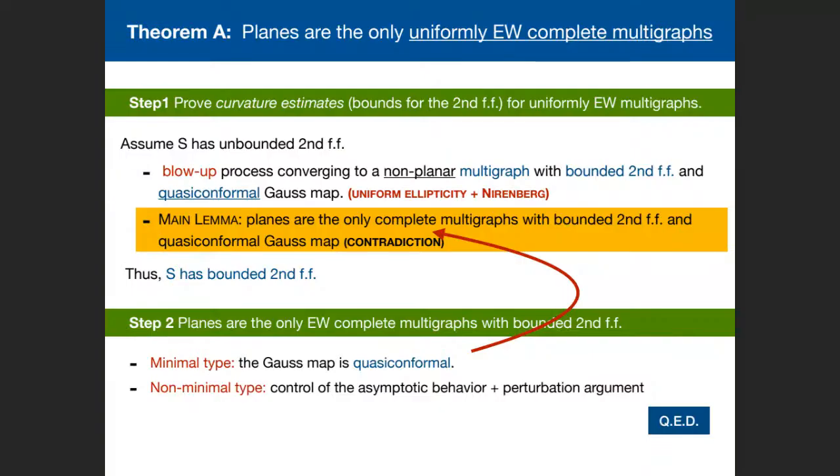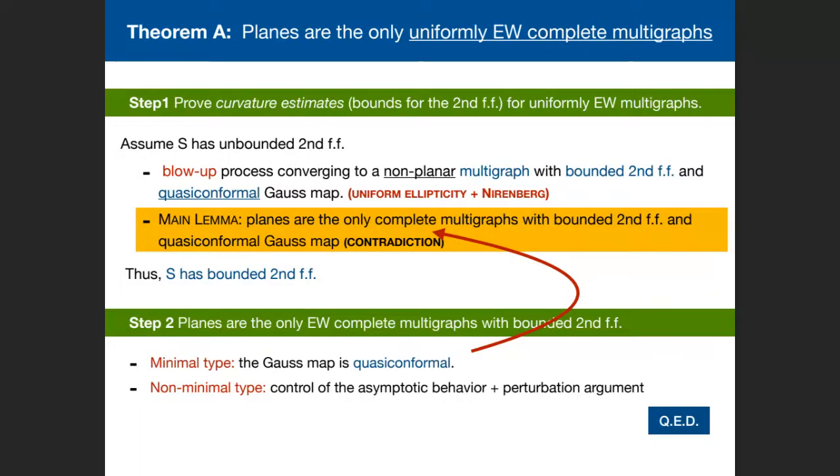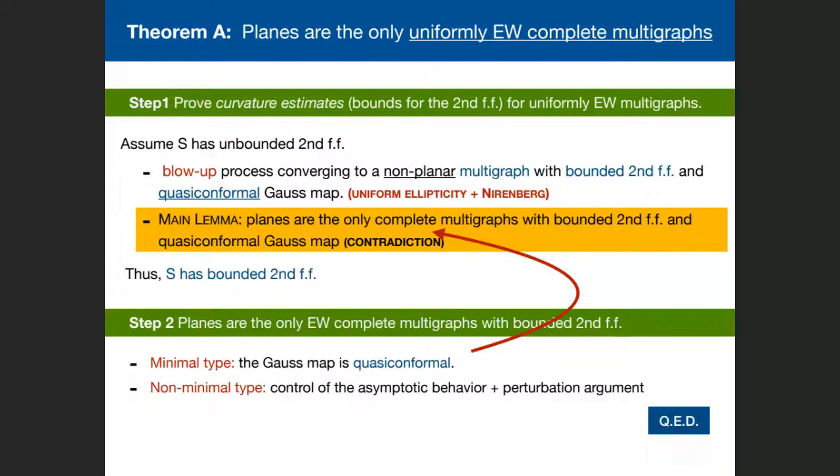What we do is that first we control the asymptotic behavior. We prove that at infinity our surface is asymptotic to a cylinder in some way. And then we use a perturbation argument to obtain a contradiction. So this case, the non-minimal one, is not possible. The only possibility is the minimal one, so our surface is a plane. And this is more or less the sketch of the proof of theorem A.